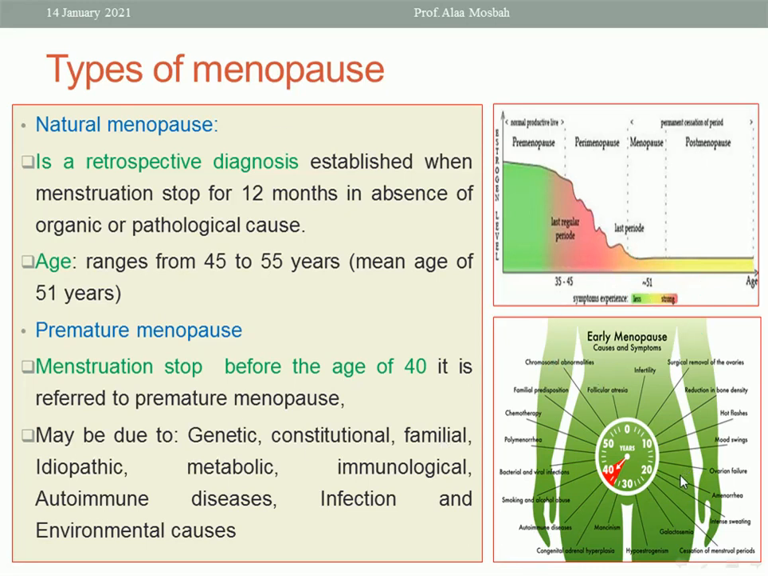So what is the premature menopause? If this menopause occurs at a younger age, before the age of 40 years, this is called premature menopause, which may be idiopathic or constitutional or familial or due to genetic reasons or environmental causes or autoimmune disease or immunological factors.